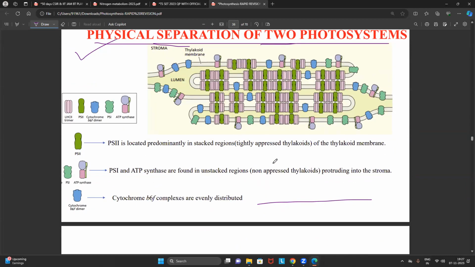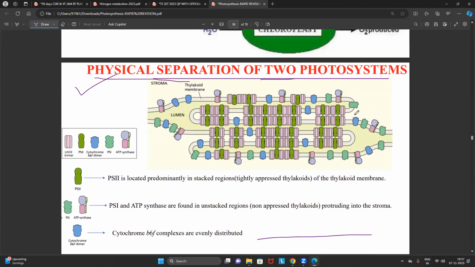All the students, please look into the diagram. There's no point in getting confused here. This diagram is showing the stroma. What is stroma? Fluid-filled cavity. You can see that. What was this? Thylakoid membrane. And what is this? This is called the lumen. You got the point very correctly.